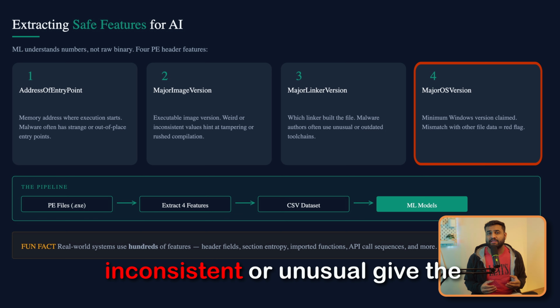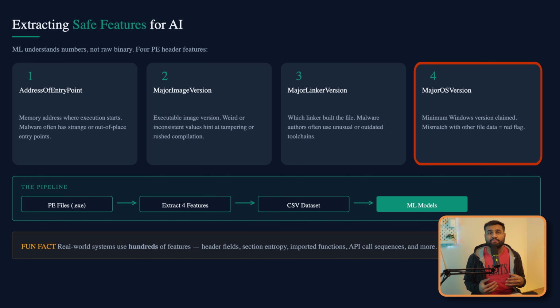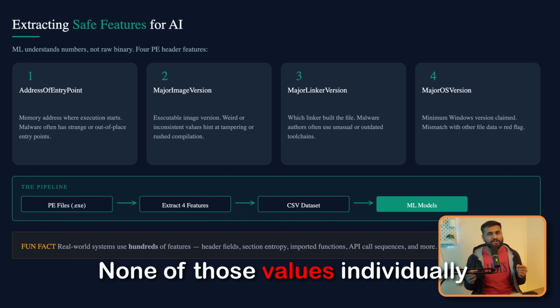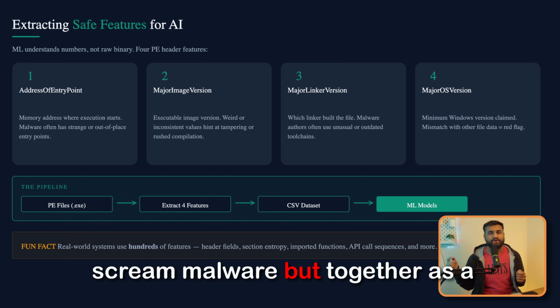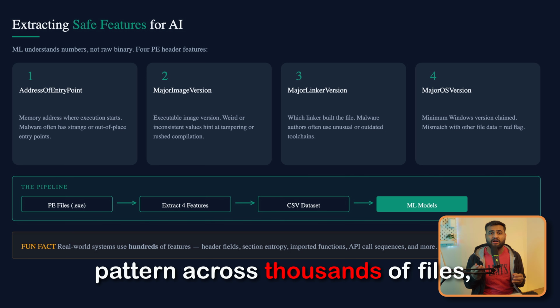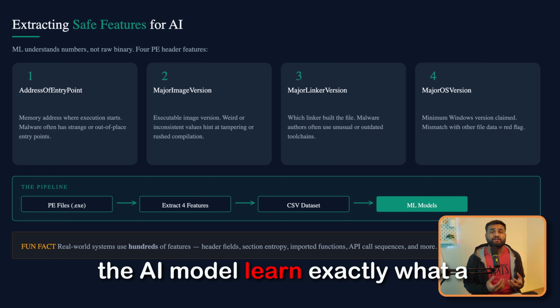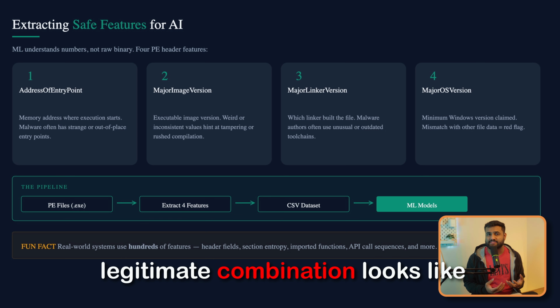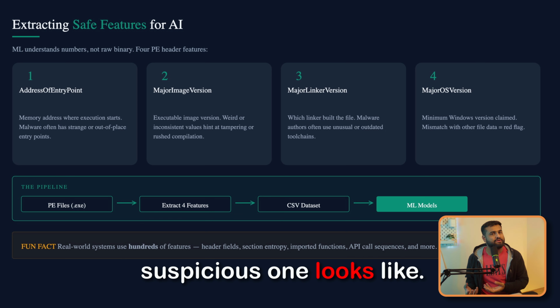If the values look inconsistent or unusual given the rest of the file, they become a meaningful signal. None of those values individually scream malware, but together, as a pattern across thousands of files, the AI model learns exactly what a legitimate combination looks like and what a suspicious one looks like.